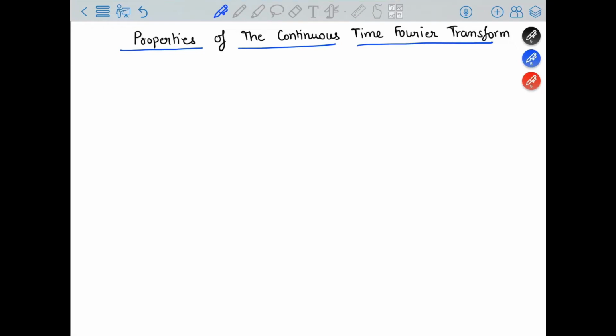Hello everyone. So in this video we are going to discuss the properties of the continuous time Fourier transform. We have already seen some properties related to Fourier series, and we will see the equivalent properties for Fourier transform as well in this video.